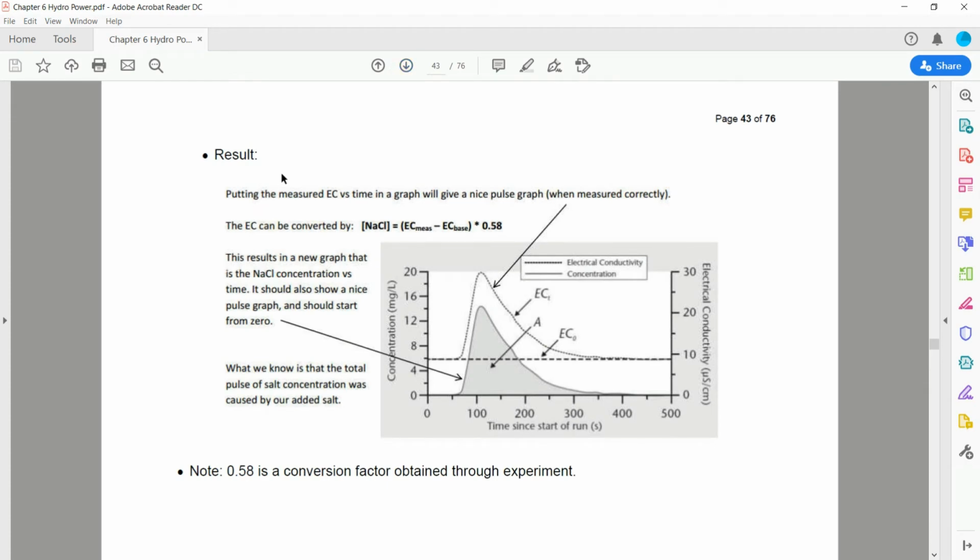So this is the result. Putting the measured EC, electroconductivity, versus time in a graph will give a nice pulse graph when measured correctly. Without injection of the salt dilution, this is the value of the EC base, the EC reading at the measuring point without salt dilution.